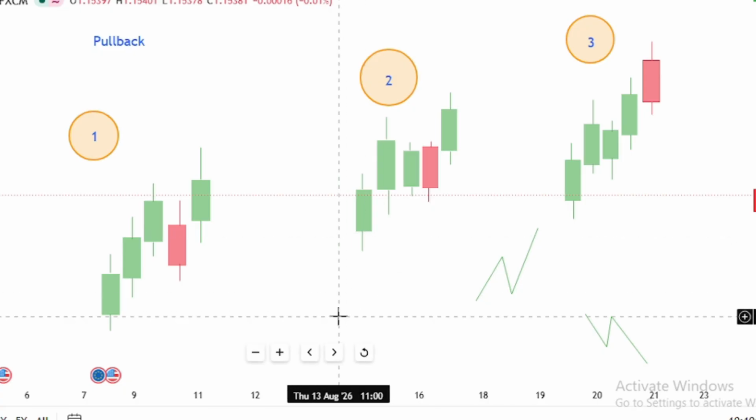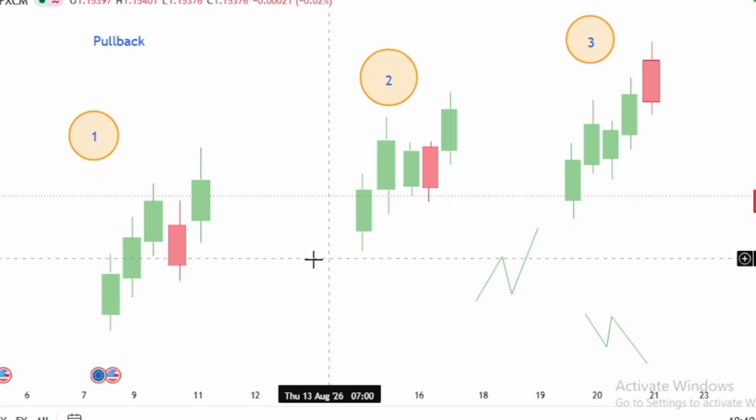What is a pullback? A pullback is a price retracement that trades through the previous highest candle low or previous lowest candle high before continuation.